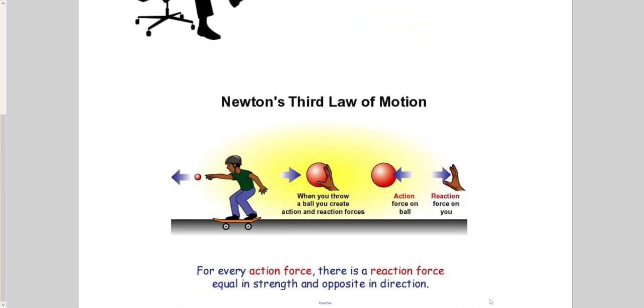Newton's third law is all about interacting forces. So here's me on my skateboard, safety first, wearing my helmet. I throw this object away from me. When I throw the ball away, I apply a force to the ball. We know that. But what we need to stop and think about is that the ball also applies a force to me that is equal and opposite. And these are called action and reaction pairs.